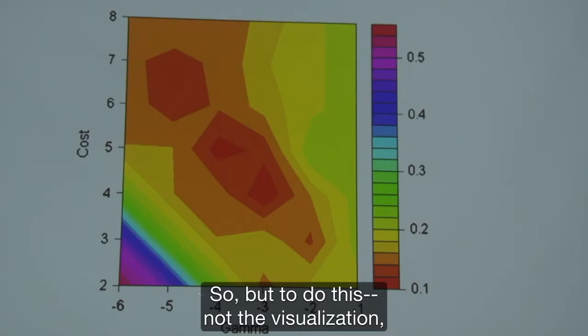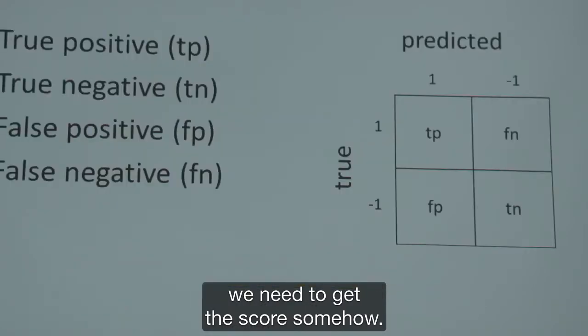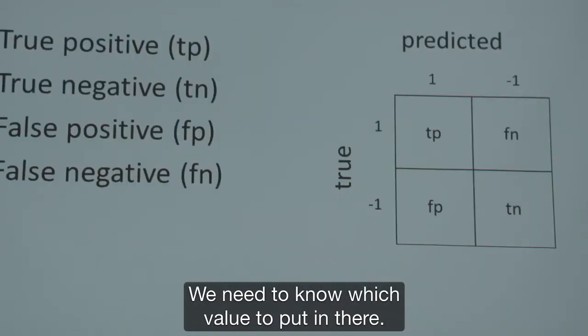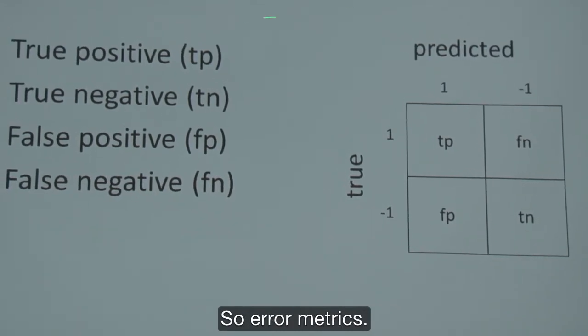To do the actual computing of the grid search, not the visualization, we need to get the score somehow. We need to know which value to put in there. So let's talk about that: error metrics.